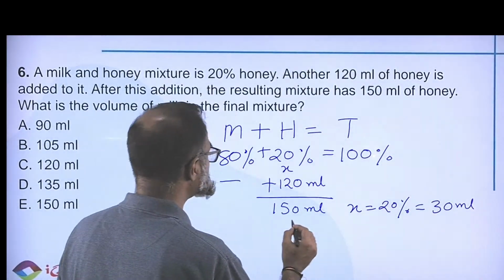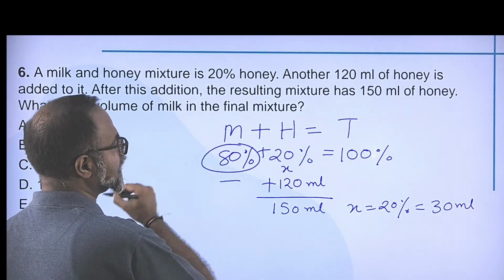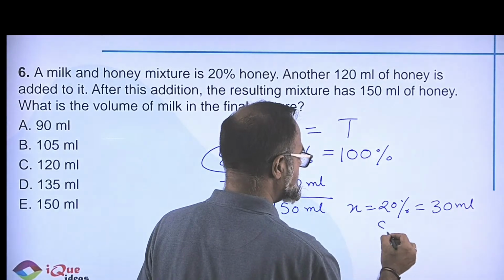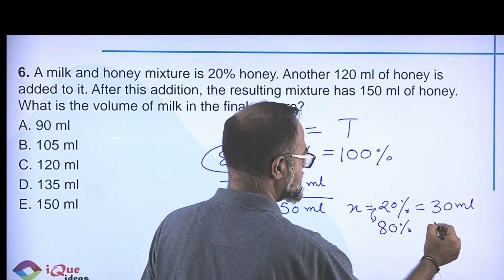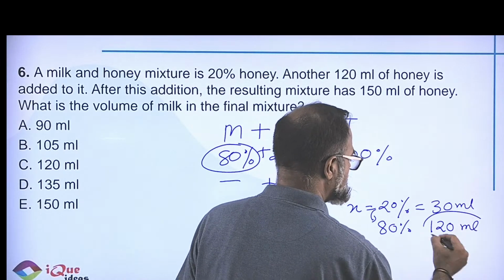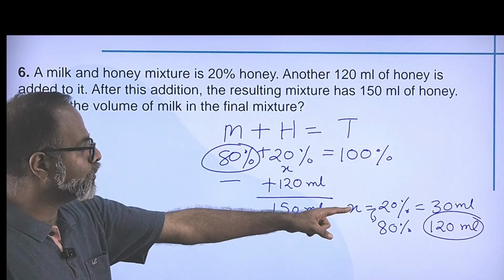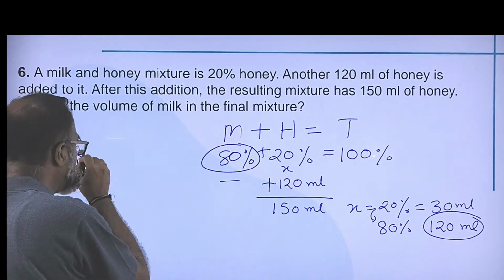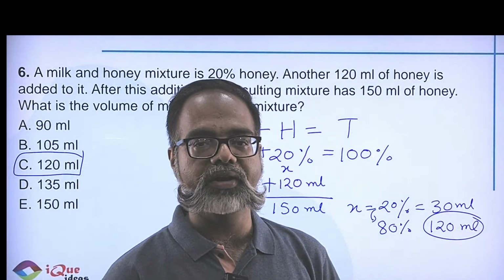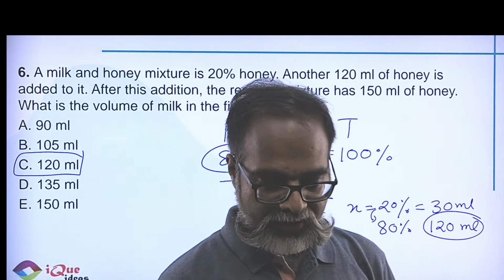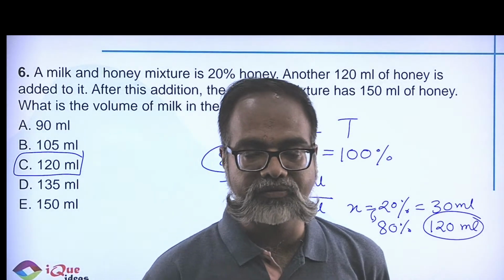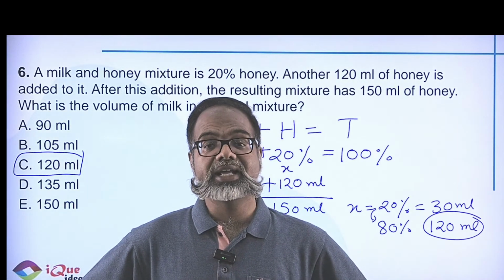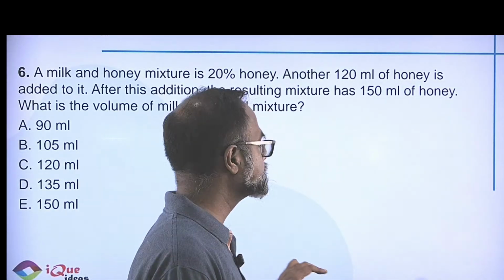So in the final mixture, the same quantity of milk that was originally there will be finally present. And originally if 20% was 30 ml, then 80%, so 2 4s are 8, 30 4s are 120. So the original 80% would represent 120 ml, which is still part of this. So what is the volume of milk in the final mixture? Answer definitely has to be 120 ml. I hope this is the answer which everybody got. If not, then definitely now you do. Let's move on to the next one. Okay.